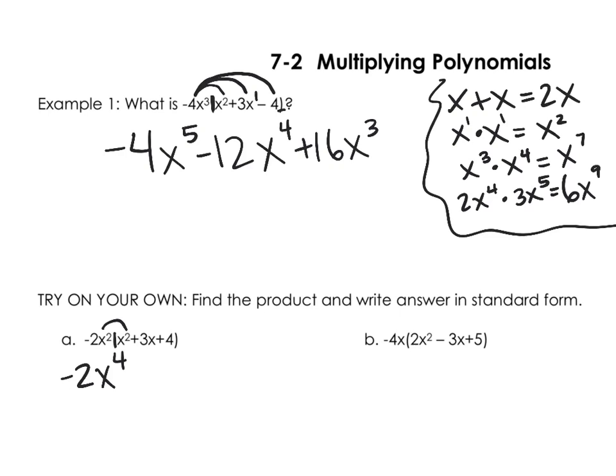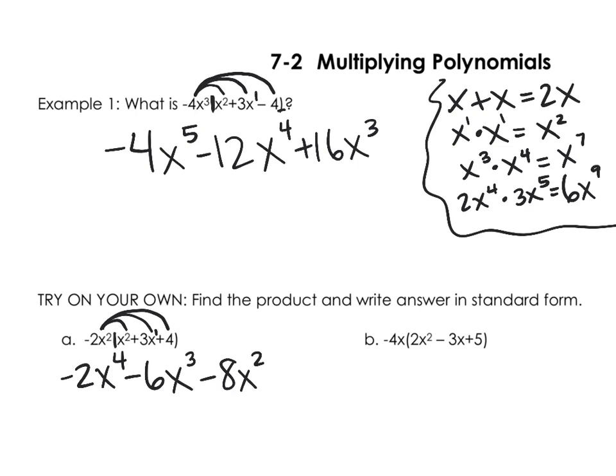Okay, then the next one, negative 2 times 3 gives me negative 6. And x to the second times an x to the first is going to give you x to the third. Okay, last one, negative 2 times 4 gives you negative 8. And then there was no more x's, so it's going to stay x squared.